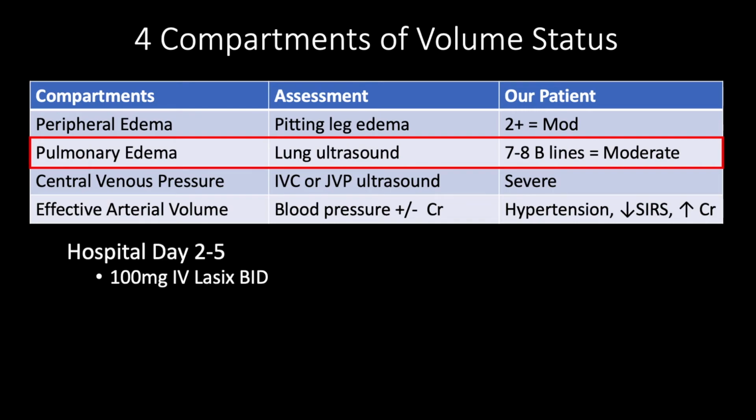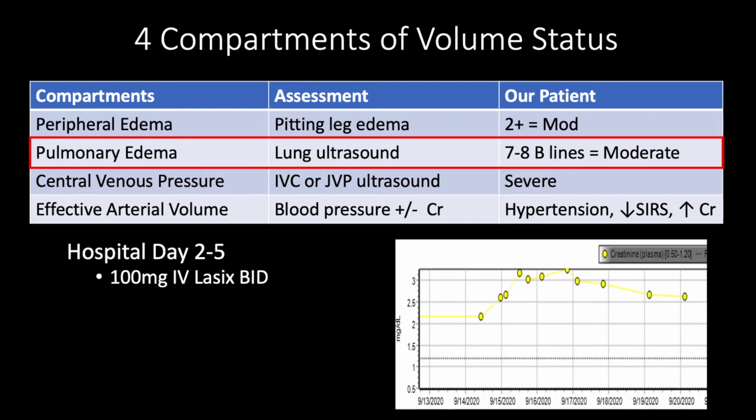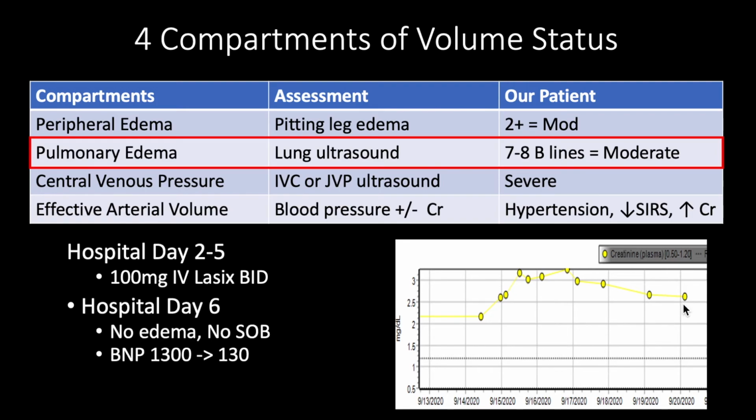So on hospital day 2 through 5, we started 100 milligrams IV Lasix twice a day. And though his initial creatinine rose, again from a baseline of 1.5 to 2 to 3 during the first day, it stabilized once we controlled his sepsis and continued IV diuresis, and then actually started to improve with time. By hospital day 6, there was no longer peripheral edema. His shortness of breath had resolved, and his BNP had almost completely normalized. And we saw his creatinine improve with IV diuresis.